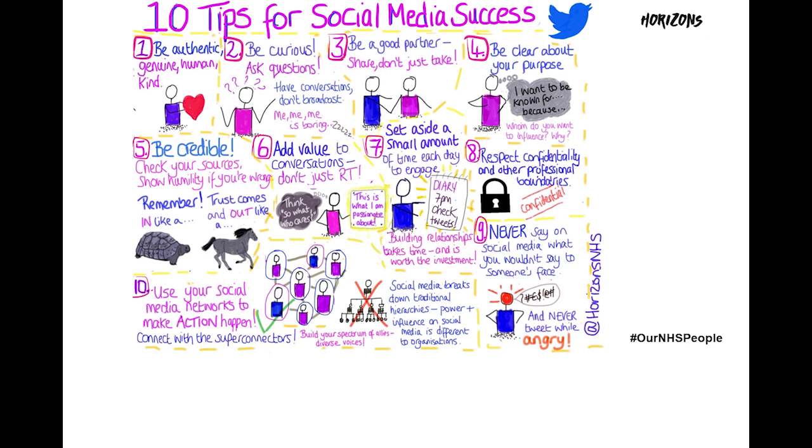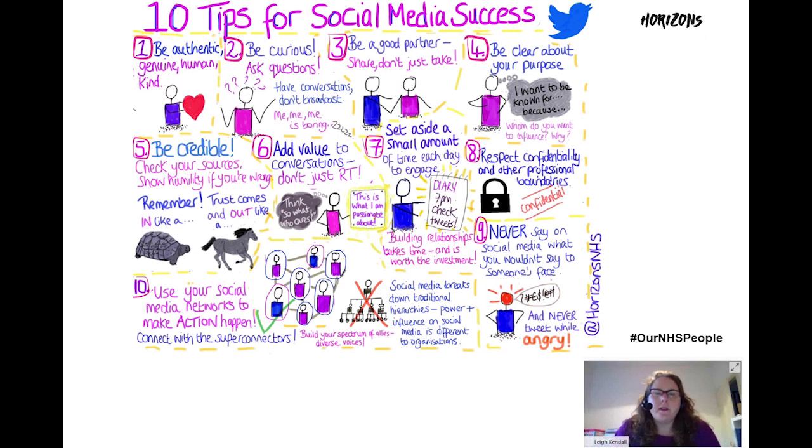So this is a sketch I drew a couple of years ago. I crowdsourced it from my friends on Twitter. So what things do you need to do to be successful on Twitter? The number one thing is to be authentic, genuine, human and kind. Be curious and ask questions. Don't just share with people what you think about things all of the time and talk about yourself. Ask people what they think about things. Share other people's content.